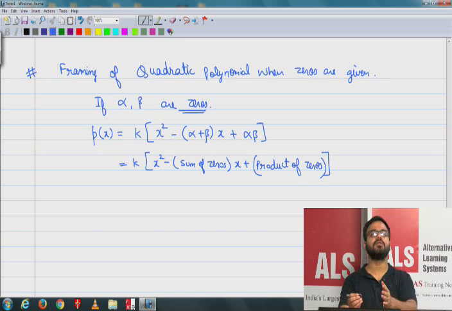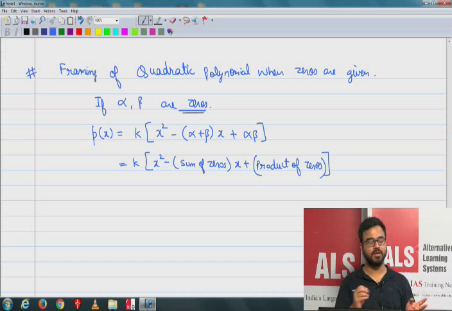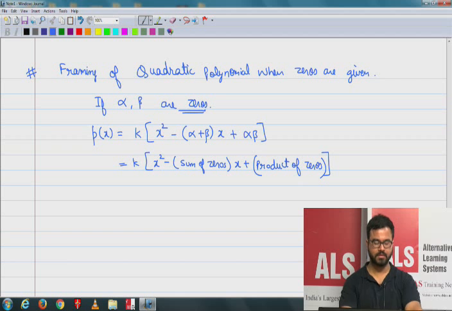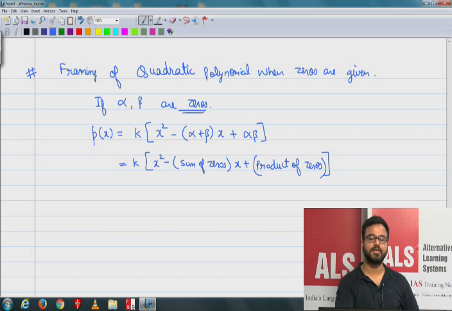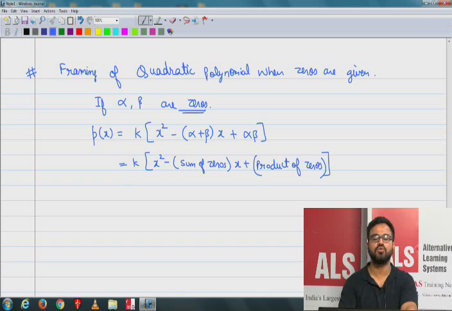This is the same thing as when we were deriving that formula, so we are getting the same thing, right? So x square minus (alpha plus beta) into x plus alpha beta, so x square minus sum of zeros into x plus product of zeros. And the value of k, in most questions, will be given to you. You can take k as 1, you can take k as minus 1 and so on, whatever is given, but the roots will be given to you.